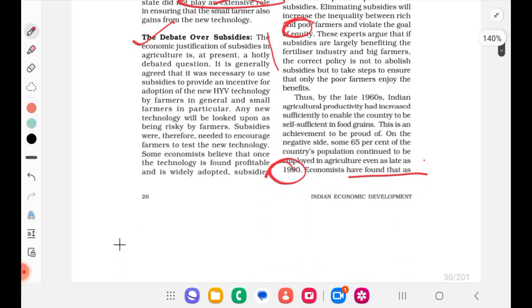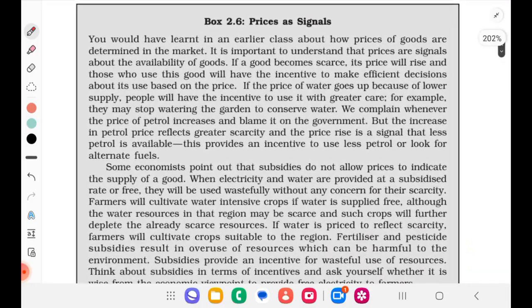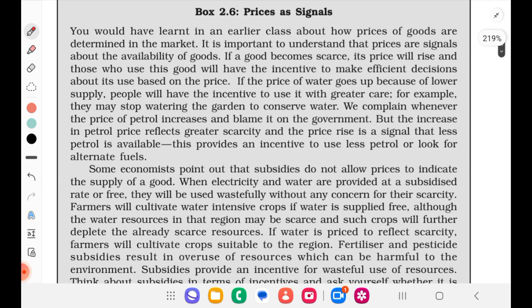So the next topic is prices as signals. You would have learnt in an earlier class about how prices of goods are determined in the market. It is important to understand that prices are signals about availability of goods. If a good becomes scarce, its price will rise, and those who use these goods will have the incentive to make efficient decisions about its use based on the price.